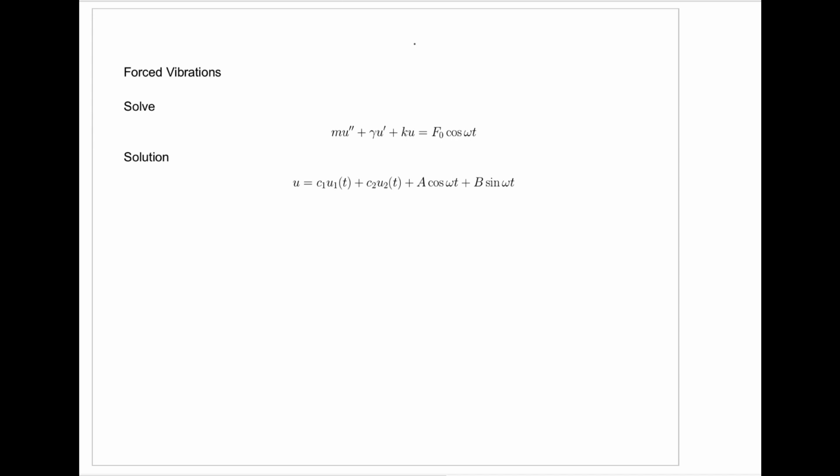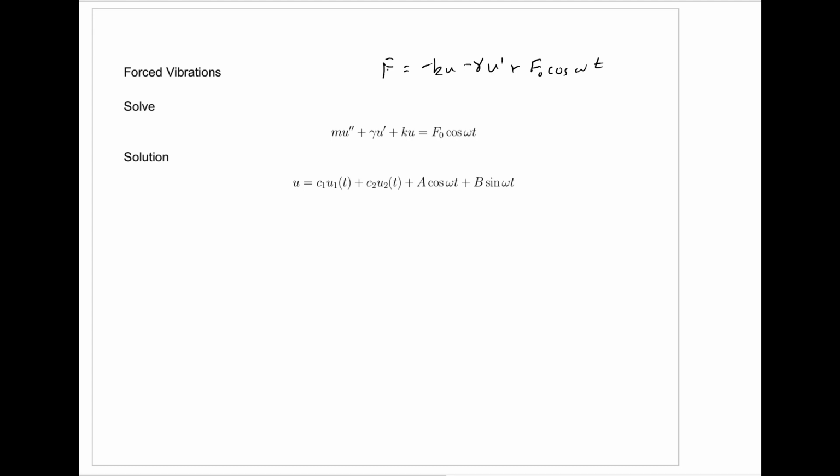Today we're going to talk about forced vibrations. This will be the situation where we have a system that models mechanical vibrations where the force is going to be minus k times u. Here u is our position function, and then we'll have a damping force minus gamma times u prime, but we'll also have some external force. Here that's the term F naught cosine omega t.